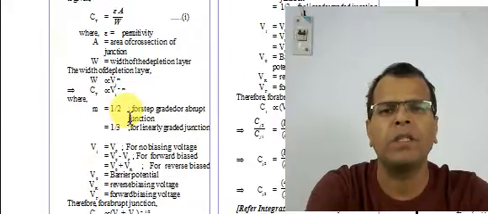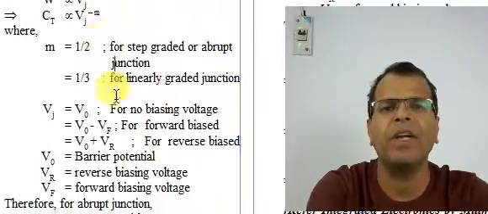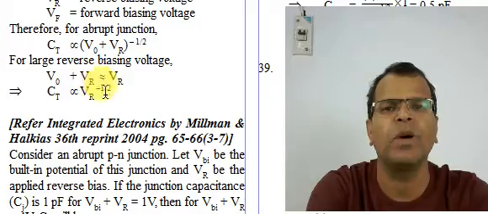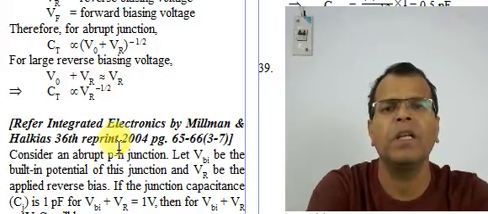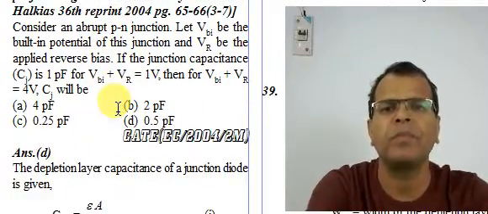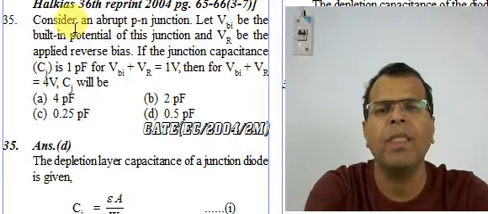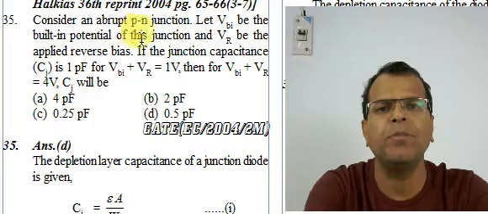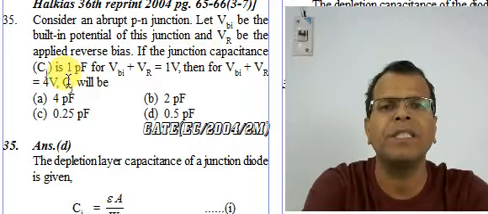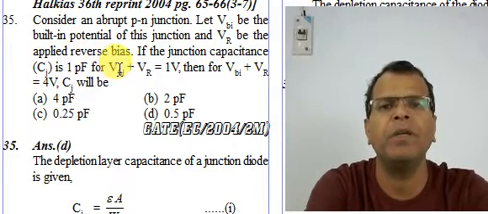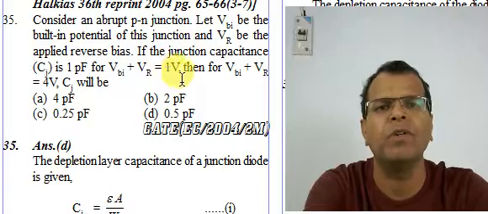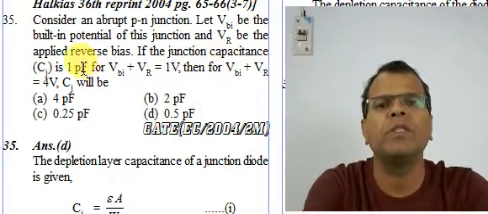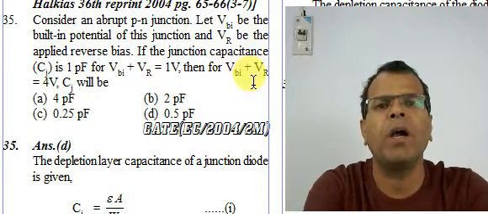Now let us see the next question. I have just explained and derived that expression to come to a conclusion. Otherwise, that is your direct answer. Now let us see the next question. Consider an abrupt PN junction. Let VBI be the built-in potential of this junction and VR be the reverse biasing voltage. If the junction capacitance Cj is 1 picofarad for VBI plus VR of 1 volt, then you have to find the junction capacitance when VBI plus VR is 4 volt.